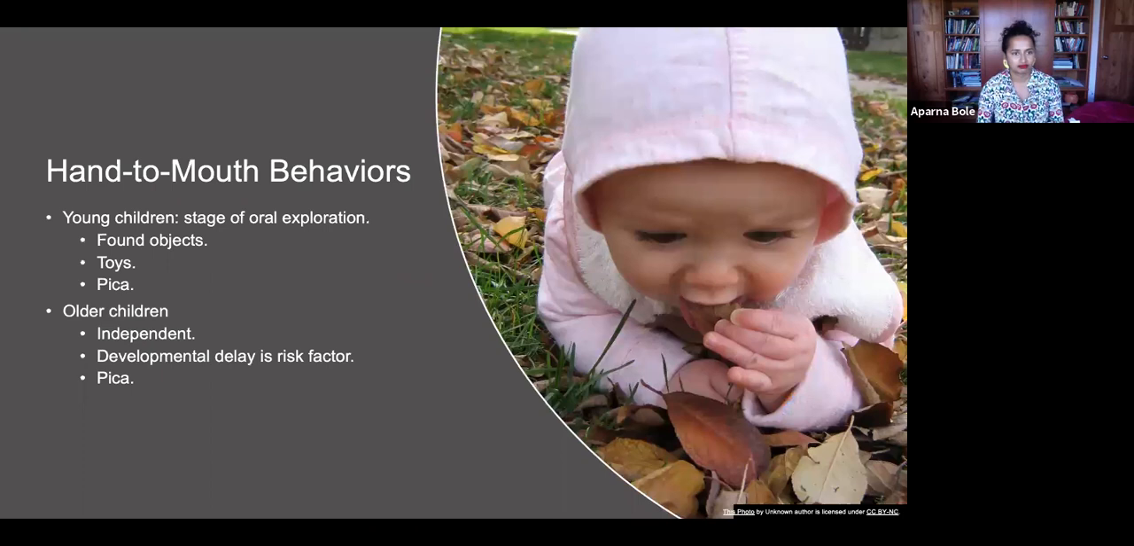Young children, as they're crawling around on the floor, are putting things in their mouth to explore their environment. That's developmentally normal in young kids. For kids who are iron deficient, for example, even older children who might have pica behaviors, that is going to be a risk factor as well. For older children, I mentioned pica, but also developmental delay. If children have persistent hand-to-mouth behaviors, they'll be at higher risk for lead exposure.